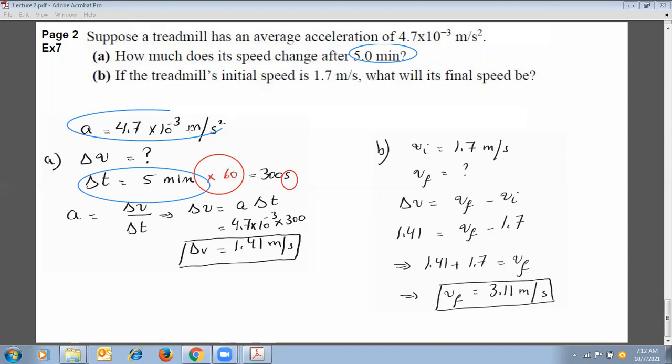Now, what does it mean, how much does its speed change? What is he asking me to calculate? He's asking me to calculate speed change, and this is nothing but delta V. I want to tell you, these are just English tricks, and these things don't appear in an exam. In an exam, we make it clear that you need to calculate delta V. We will not be saying how much does its speed change. So speed change is nothing but delta V.